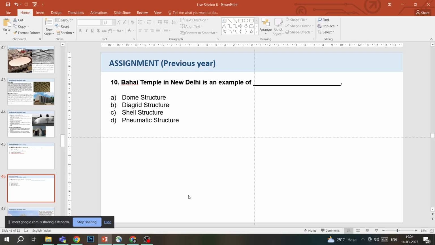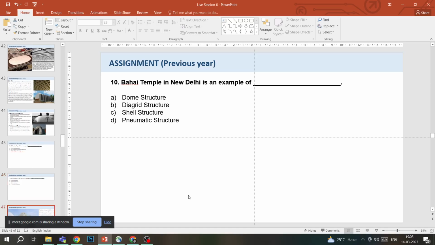10th question. Baha'i Temple in New Delhi is an example of: dome structure, diagrid structure, shell structure, or pneumatic structure. So the Baha'i Temple is a temple located in New Delhi. It's very famously known as the Lotus Temple, and I will show the image of that later. I will cover some facts, and then I will cover these terms, and then we will answer this question.